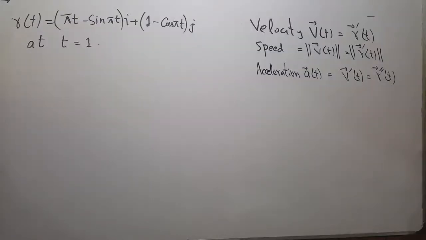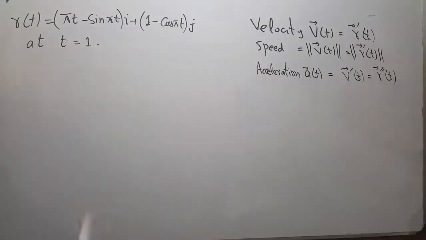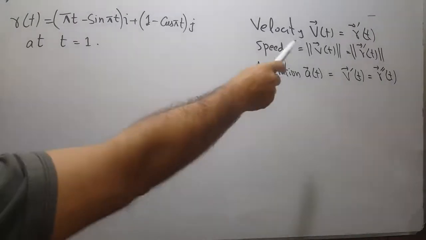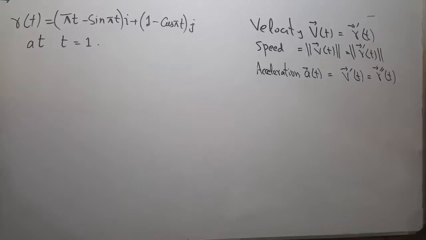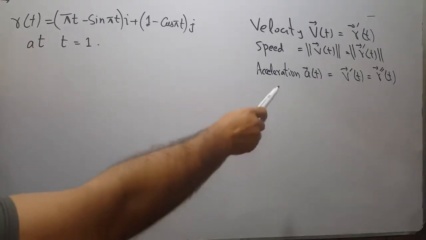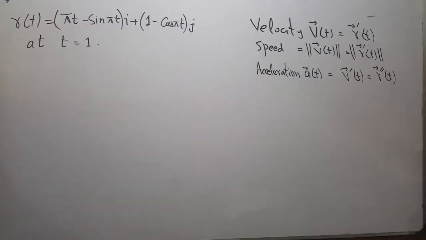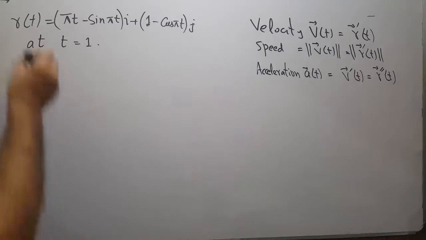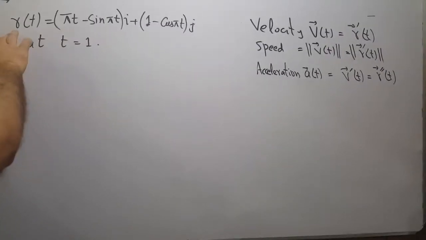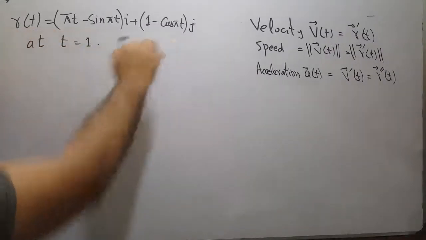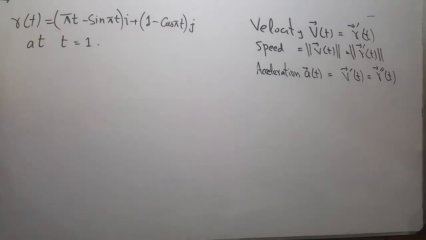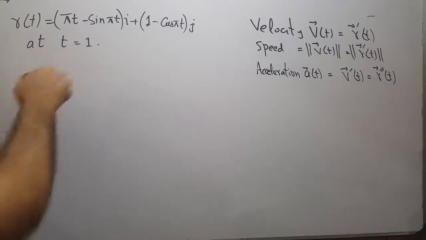The next topic is finding velocity, speed, and acceleration. Velocity is the derivative of the vector valued function r. Speed is taking its magnitude, and acceleration is the derivative of the velocity or the double derivative of the vector valued function. So if you are given a particle whose motion is defined by this vector valued function, then they're asking you to find the velocity, speed, and acceleration at time t equals 1.